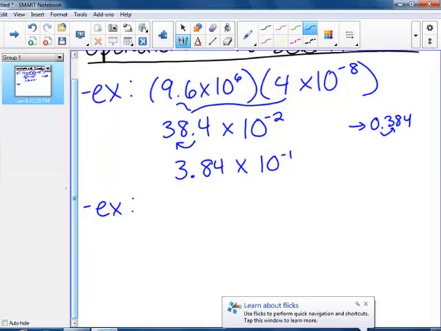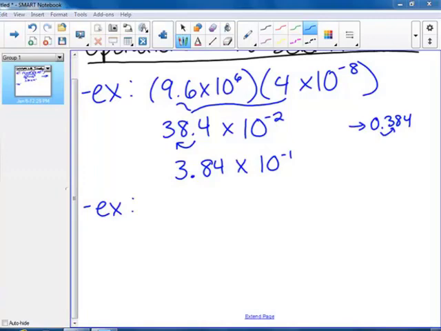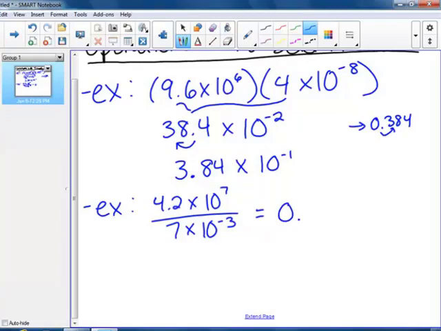Okay, now for my next one, let's do a division one. 4.2 times 10 to the 7th divided by 7 times 10 to the negative 3rd. Okay, so first I'm going to do my 4.2 divided by 7, which is 0.6, times 10 to the, now what am I going to do with my 7 and my negative 3? This is like the quotient rule, so I'm going to subtract them. So it's like I'm doing 7 minus a negative 3, which, remember, minus a negative becomes a plus, so this is times 10 to the 10th.